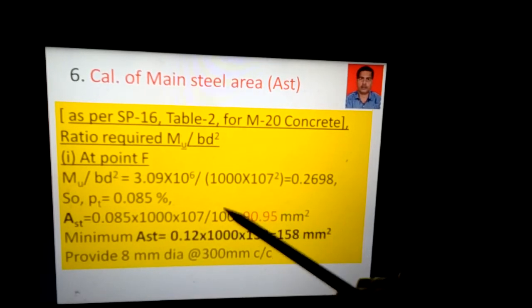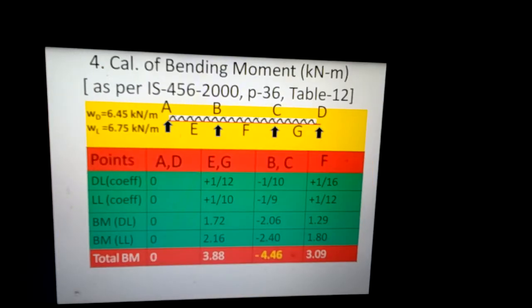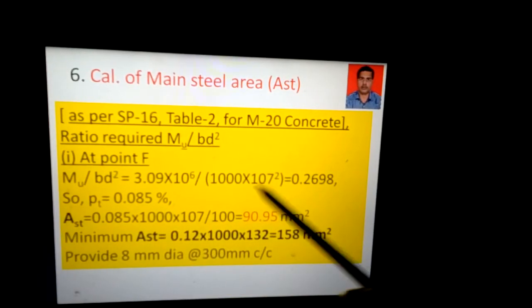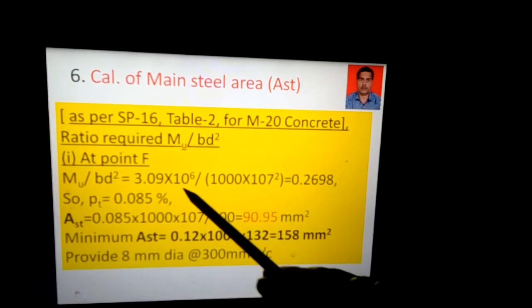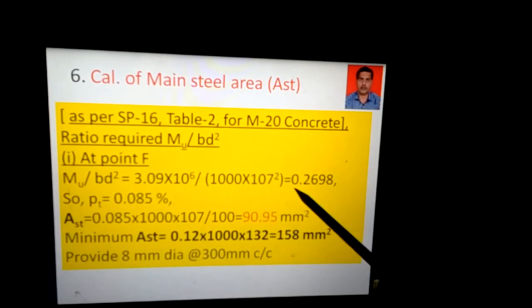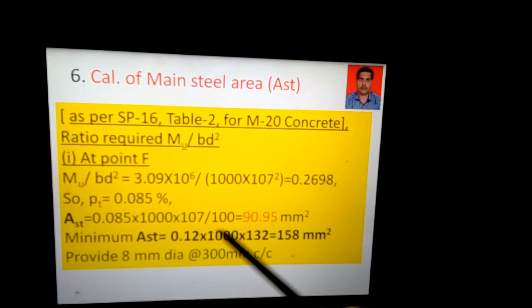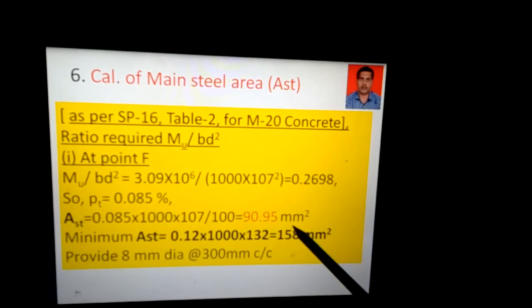So the Mu by bd square ratio comes 3.09. You have seen the diagram, 3.09 for F value. So correspondingly, putting all values we get 0.2698. So the PT comes 0.085%, and corresponding to this percentage the AST comes 90.95 millimeters square.